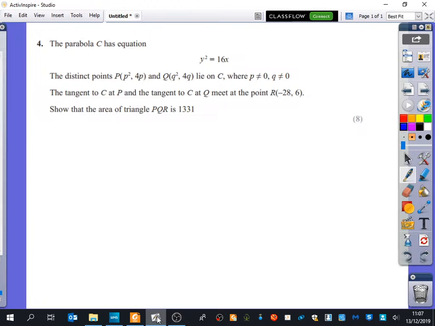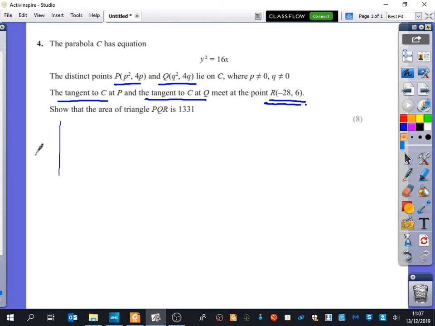Okay, this is the way I did this question from the FP exam. So we've got the parabola with this equation, y squared equals 16x. We've got 2 points, and we know that P and Q are not the same as each other. It says the tangent to C at P and the tangent to C at Q meet at this particular point here. So we're going to try and find the area of these things.